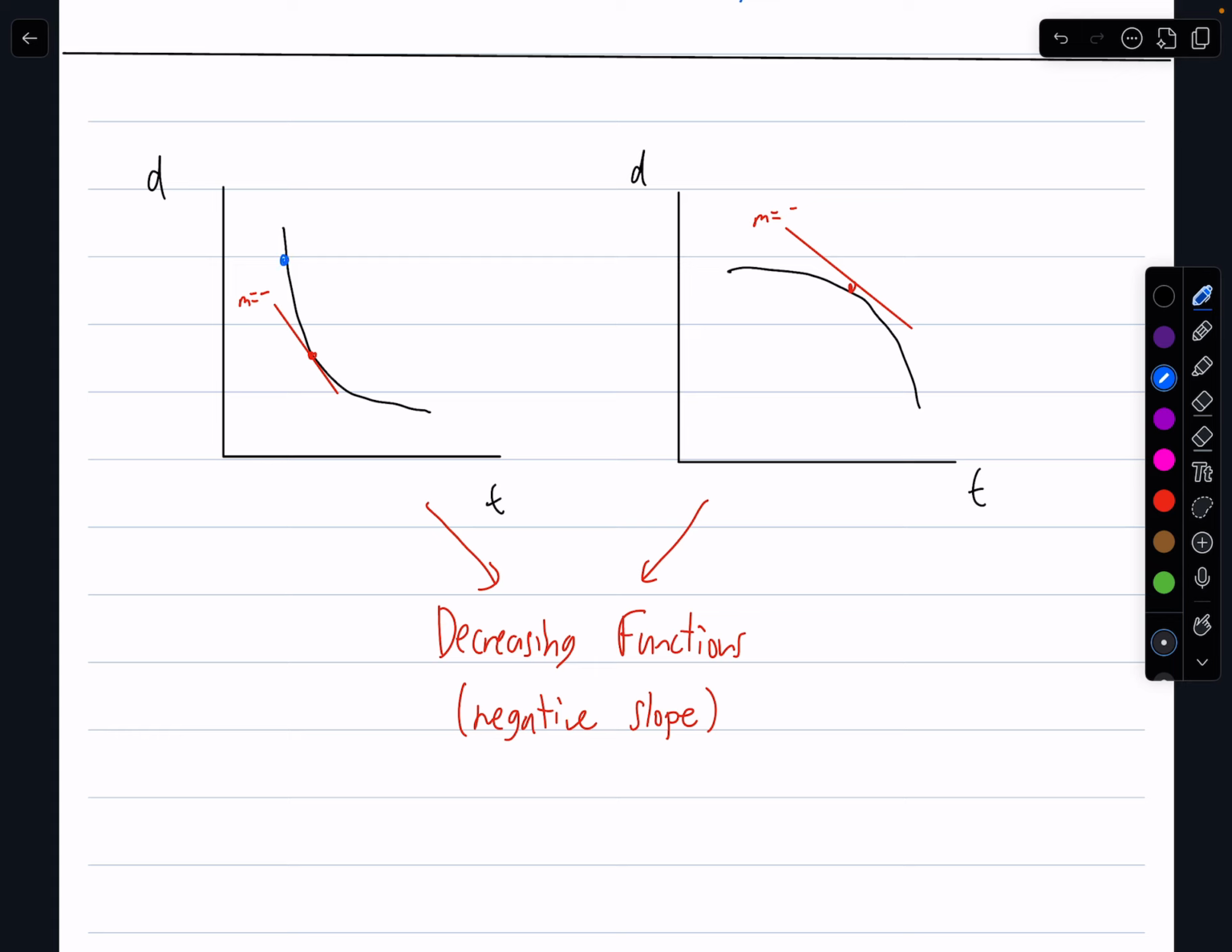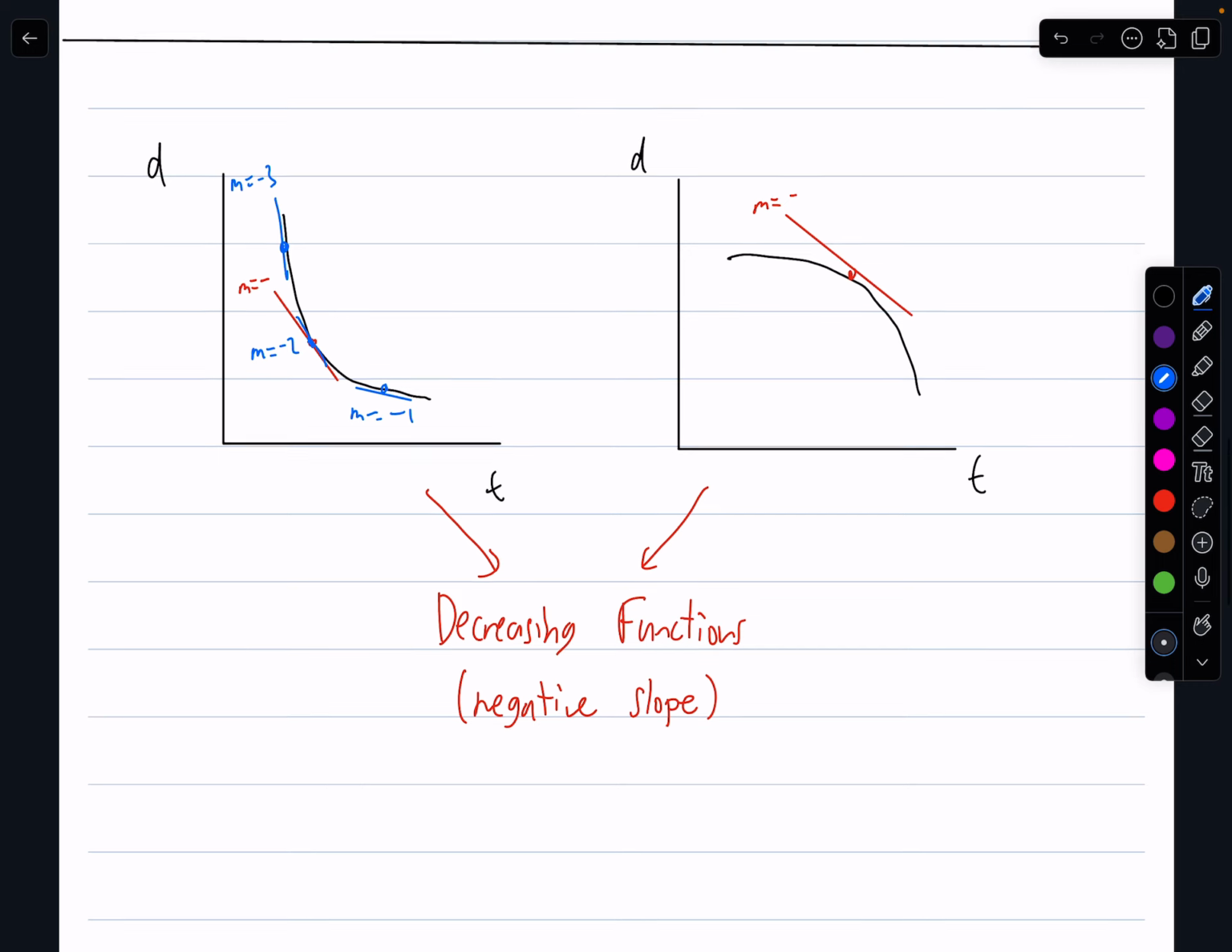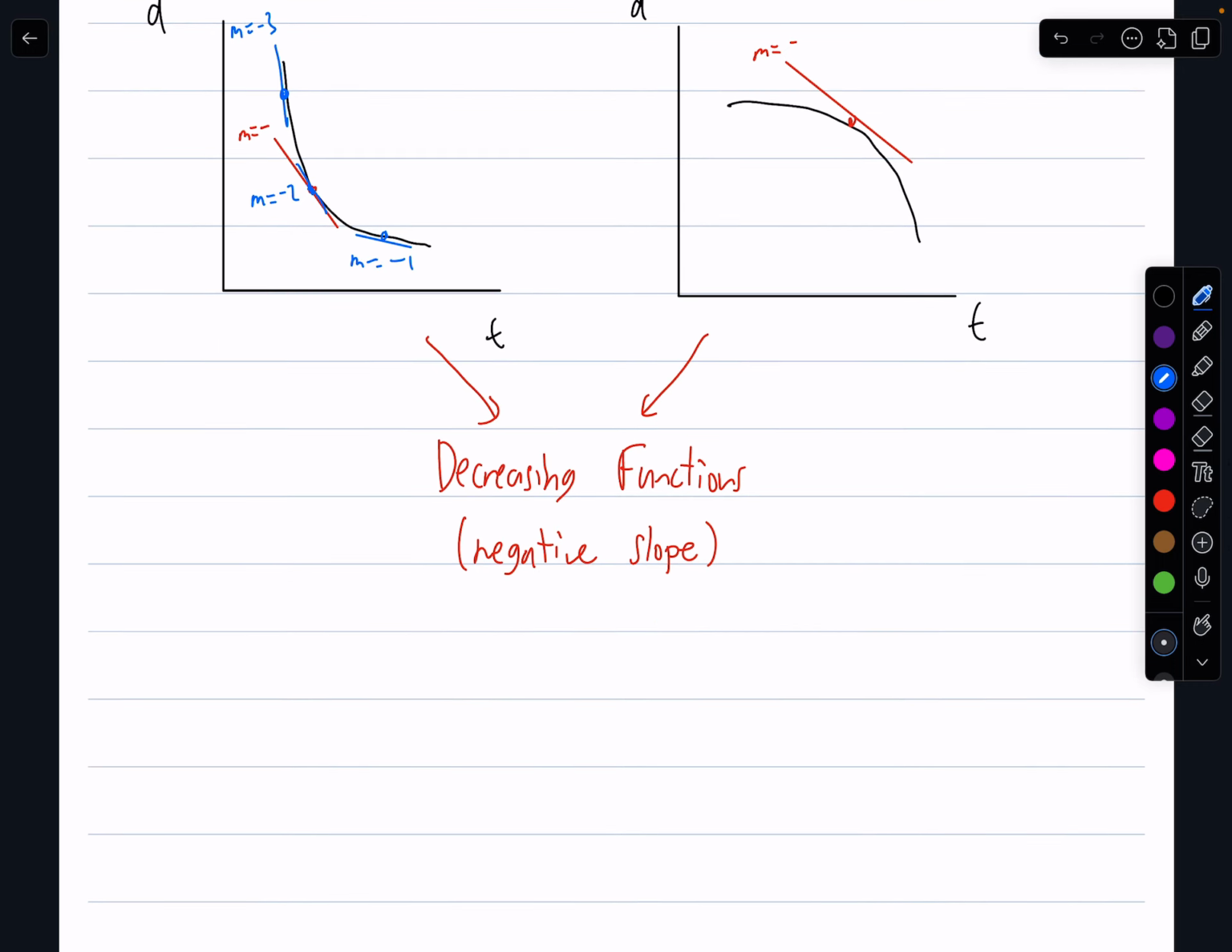Well, if I take a slope here, a slope here, and a slope here, this may be a slope of -3, this may be a slope of -2, this may be a slope of -1. So in this case, my speed decreases as time increases. So the slope is getting smaller and smaller as I'm going from left to right.